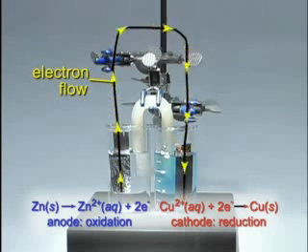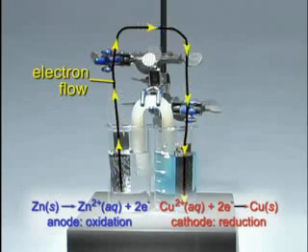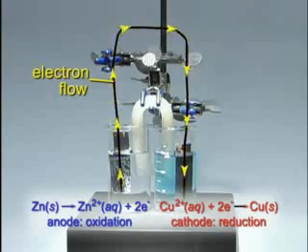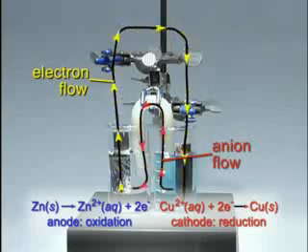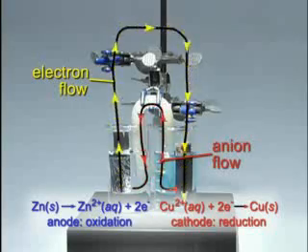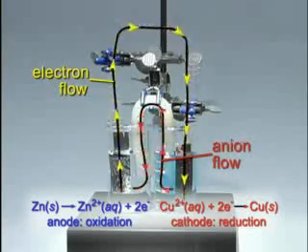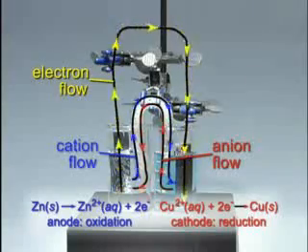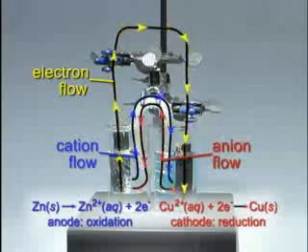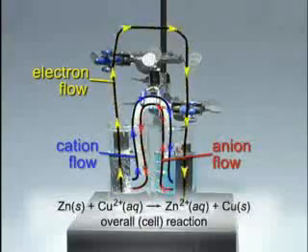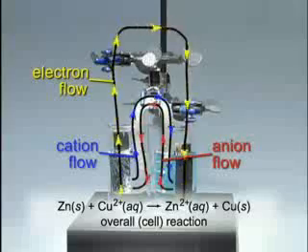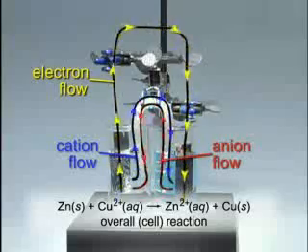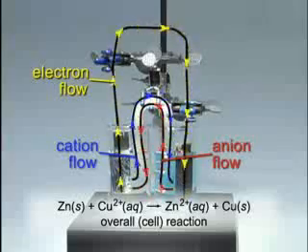Negative charge in the form of electrons flows from the anode through the external circuit to the cathode. As negative charge in the form of anions flows from the cathode compartment through the salt bridge to the anode compartment, positive charge in the form of cations flows in the opposite direction. The oxidation of zinc metal in the anode combines with the reduction of copper 2 ion in the cathode to give the overall cell reaction. Under standard conditions, this cell generates 1.10 volts of electricity.